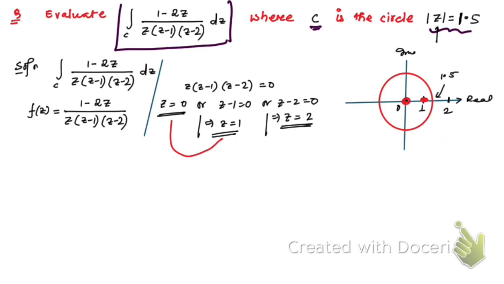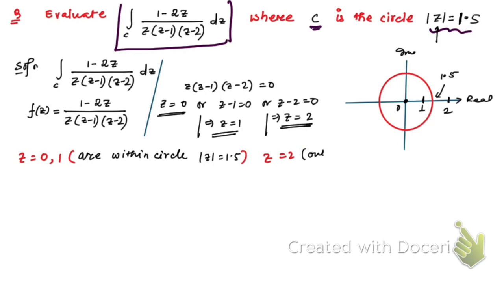So we can write that z is equal to 0 and z is equal to 1 are within the circle, which is mod of z is equal to 1.5, and z is equal to 2 is outside the circle. These are simple poles, as the order here is 1, the power here is 1, so here also power 1. They are simple poles, we can say.